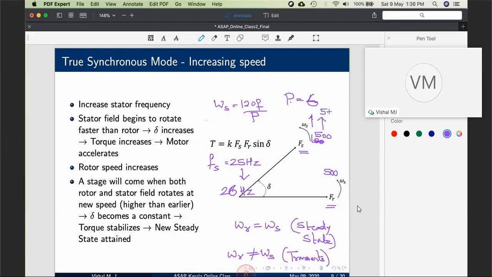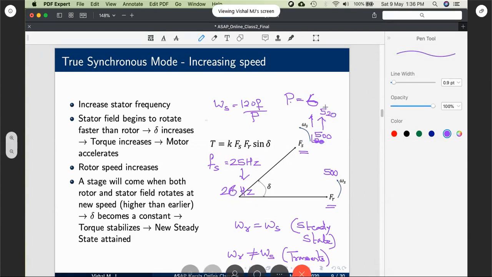520 RPM, 520. That is 120 into 26 by 6. That is what I have done here. So 520 RPM. Now, what is to be remembered is that this change from 500 to 520 happens instantaneously. Why? Because that is in the electrical domain, and electrical time constant is of the order of a few microseconds or at the most a few milliseconds, which means immediately once you change the frequency, the speed of the RMF will rise to 520.